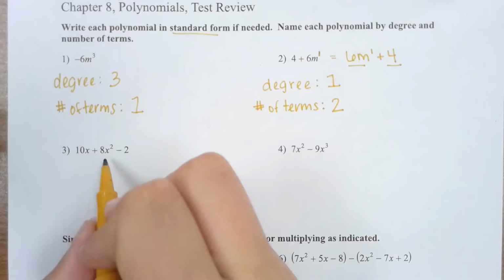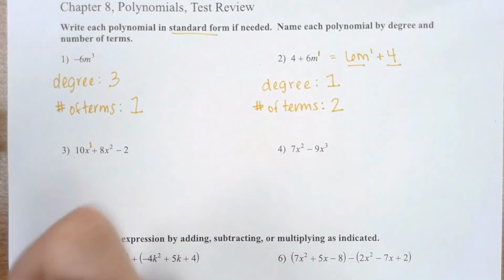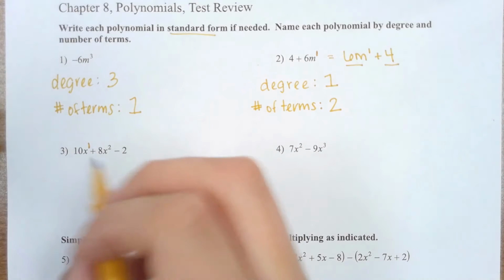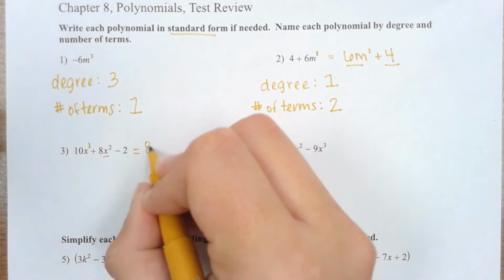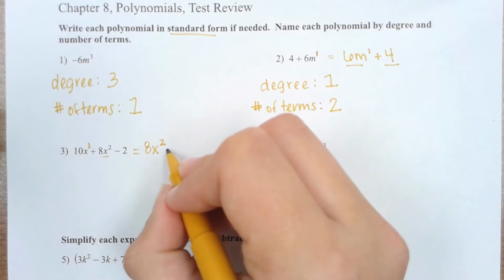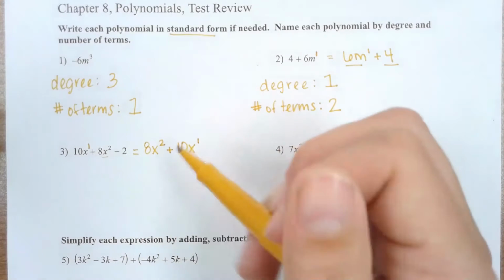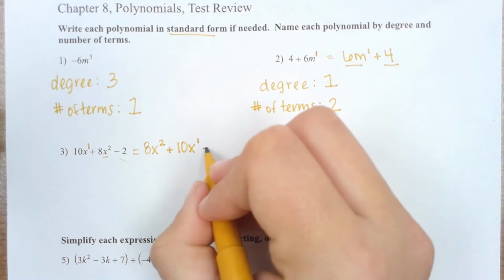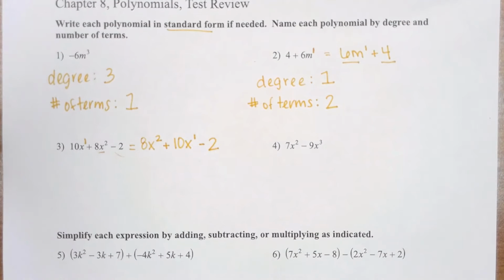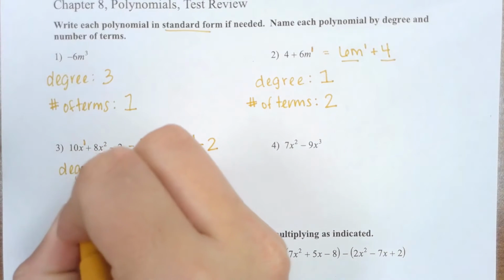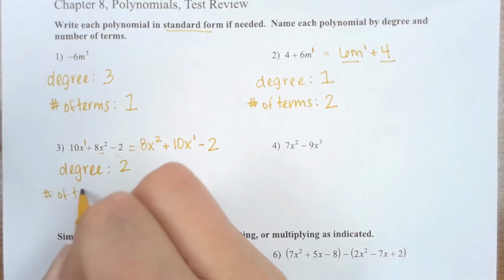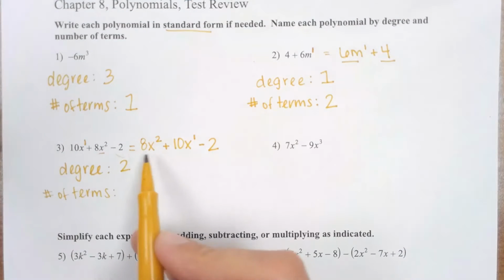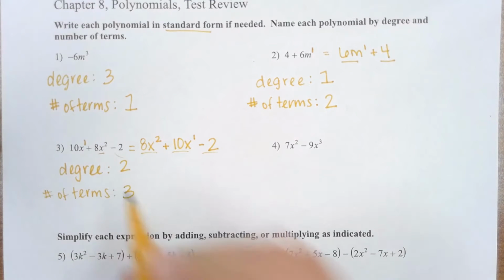Number 3, notice how I have an x to the first power, an x to the second power, and just a constant of -2. For standard form, I'm going to put my exponent with the highest degree first, so that would be 8x squared. Then I'm going to have the 10x to the first next, because that's the next highest exponent, and lastly will be our constant of -2. Since that's now in standard form, I can say what my degree is. The highest exponent that I have is this 2. And then number of terms is everything separated by addition and subtraction signs. So I have 1, 2, 3 terms.